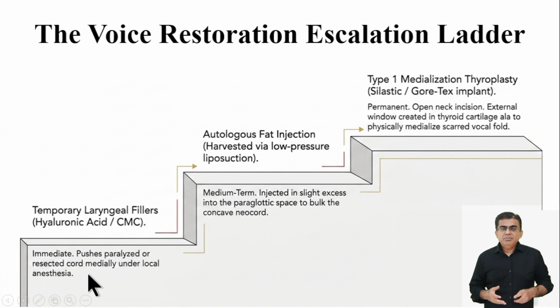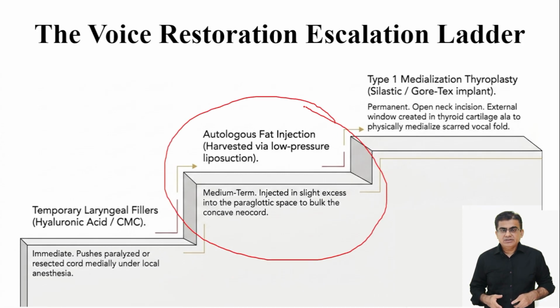In the next step, for a medium-term solution, we perform an autologous fat injection. We carefully harvest the patient's own fat using gentle low-pressure liposuction. We inject this fat directly into the paraglottic space to bulk up the concave neocord. We deliberately inject a slight excess of fat because we know some of it will naturally absorb over time.